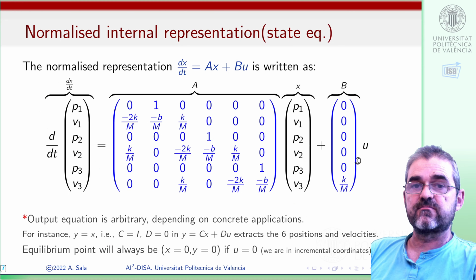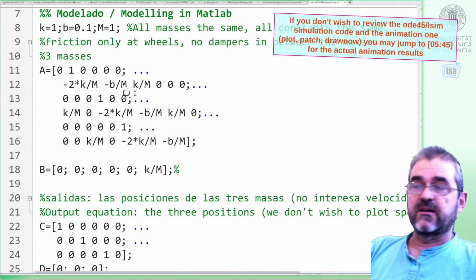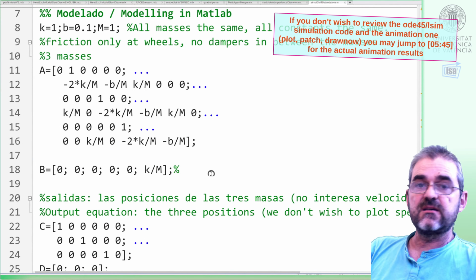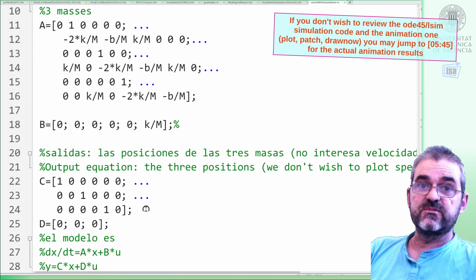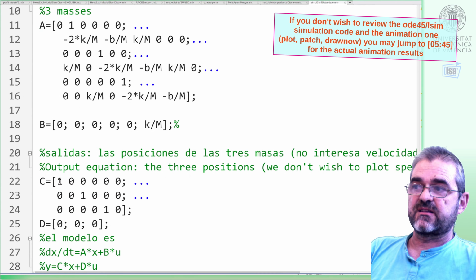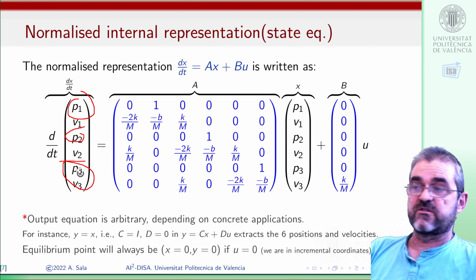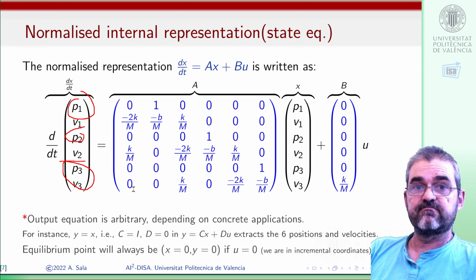space representation. We can copy matrices A and B from the state space representation into MATLAB, and we can select an output equation with matrix C consisting of 3 rows, 3 outputs that extract states 1, 3, and 5, which correspond to the 3 positions.